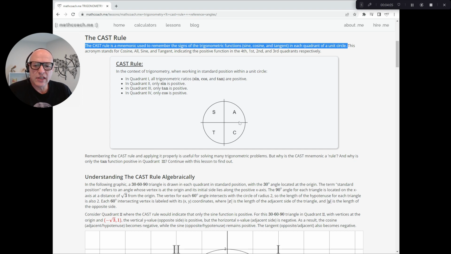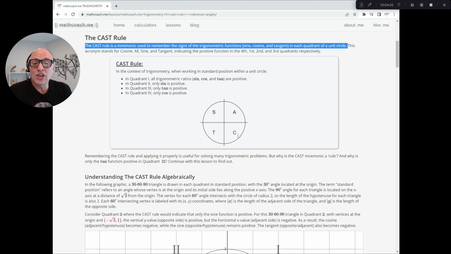What these letters tell you is, the A in quadrant 1 tells you that all, A for all, trigonometric ratios, sine, cosine, and tangent, are positive in quadrant 1. In quadrant 2, just the sine function is positive. In quadrant 3, just the tangent function is positive. And in quadrant 4, just the cosine function is positive.